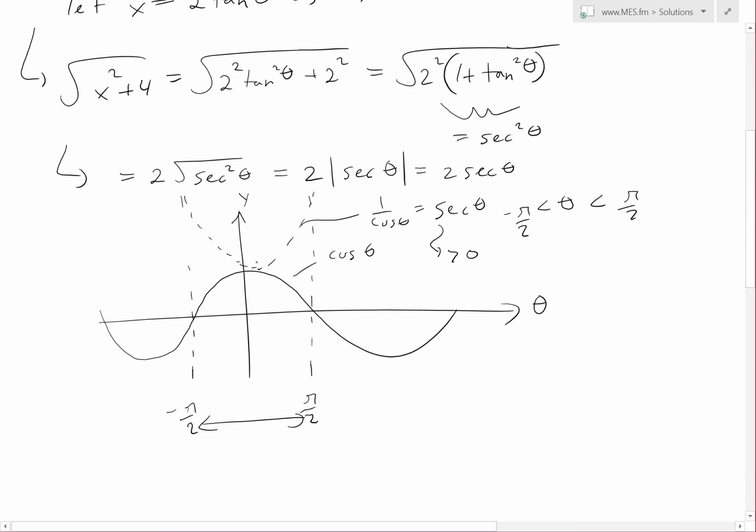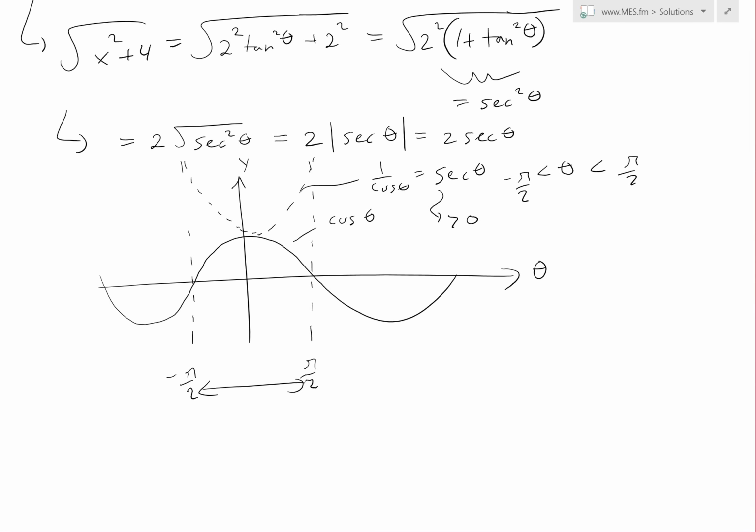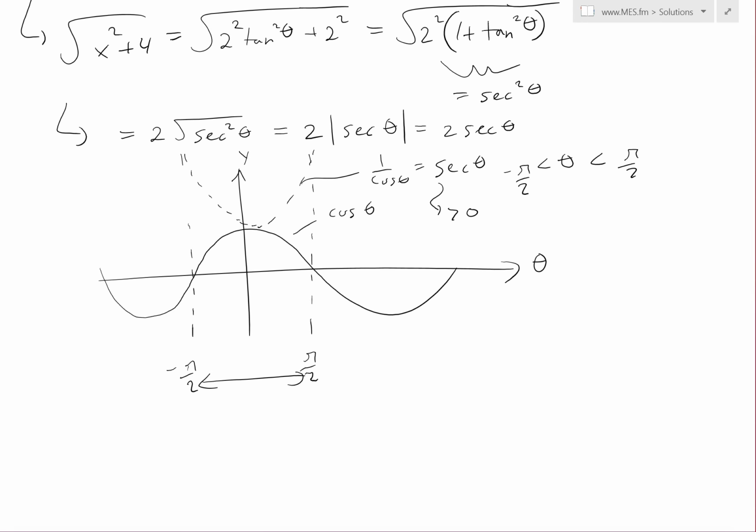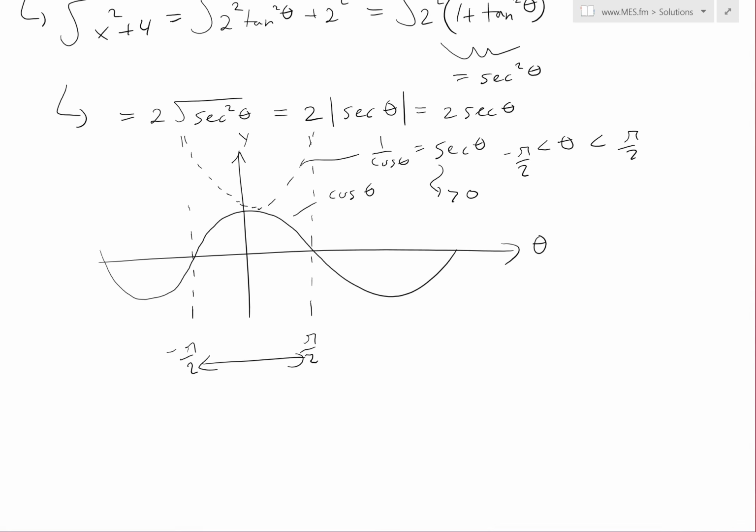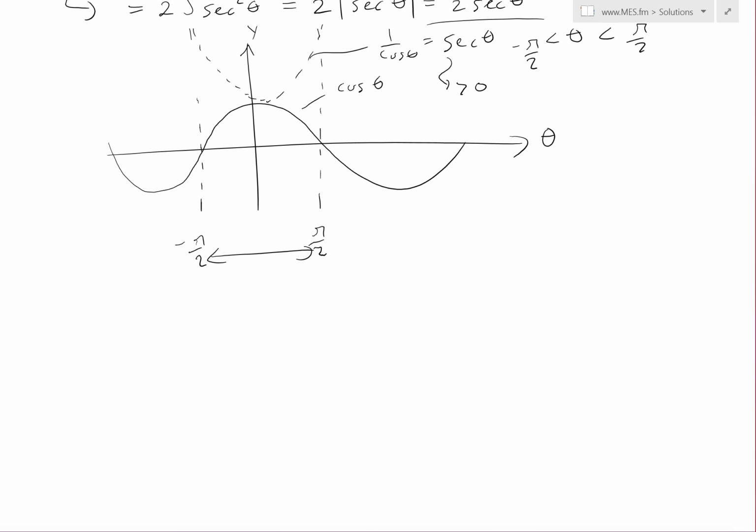The reason this has to be one-to-one is that we can't have multiple values of x that equal something else. I explained that more in my earlier videos on trig substitution, the introduction to it. So now that we have this part, we can begin solving our integral.